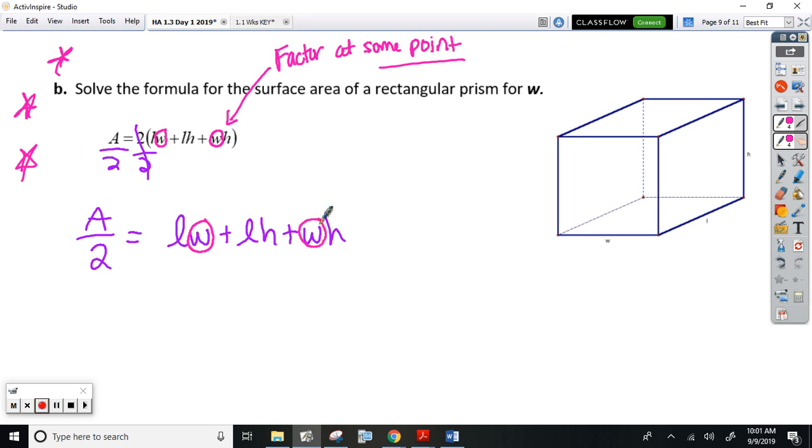Because again, this gets real confusing when you start having all these letters. So we want to leave the W's where they're at for right now. We want to move over what doesn't have a W in it. So the LH, how can I move the LH to the other side? Subtract. So we have, and you can leave it A2 or you can make it 1/2 A if you prefer, it doesn't matter.